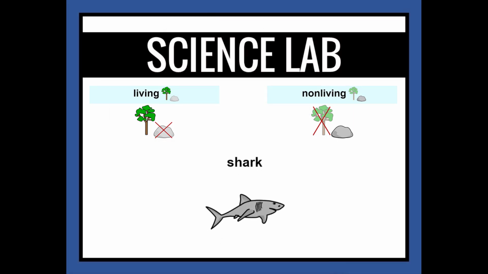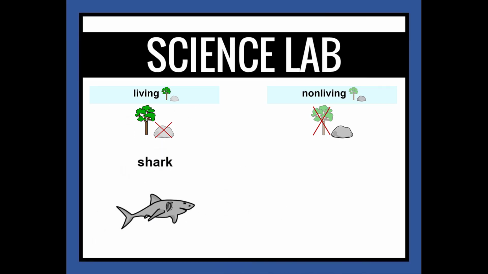Our next item is a shark. Is a shark a living thing or a non-living thing? A shark is a living thing. It breathes in oxygen through its gills and breathes out carbon dioxide. It can eat meat, like a great white shark, or it can eat plants, like a great blue whale. It grows, it moves, and it reproduces.